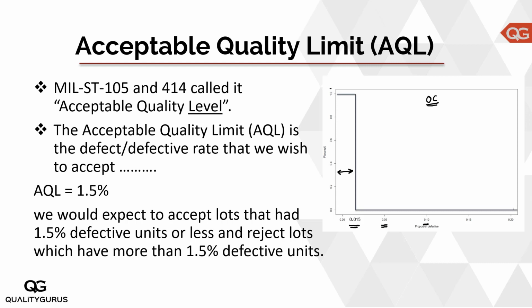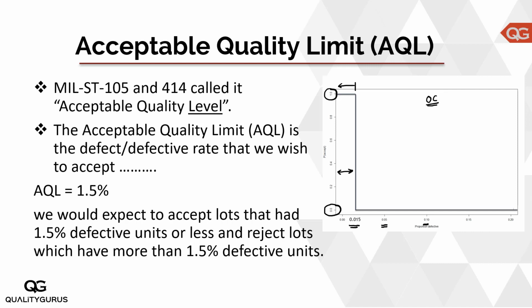So this is the ideal case. The probability of accepting a lot which has less than 1.5% defective is 1. So every lot with less than 1.5% defective gets accepted. 1.5 or less than 1.5 gets accepted. Any lot with more than 1.5% defective gets rejected, because here, if you see, the probability of accepting that lot is 0. This is the ideal case.